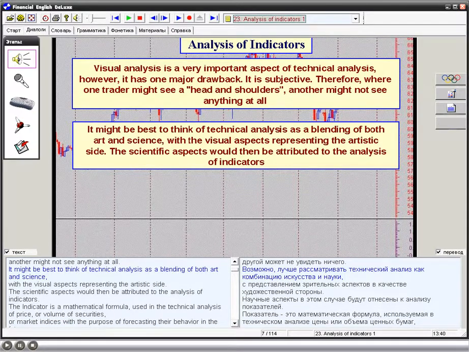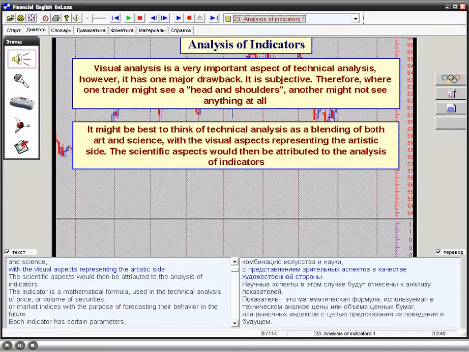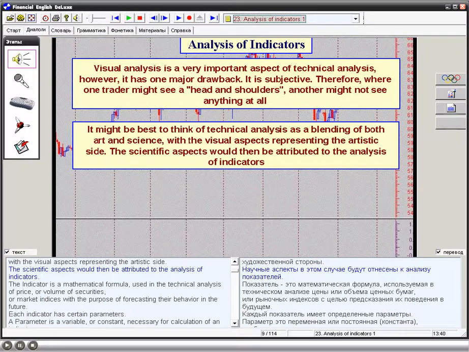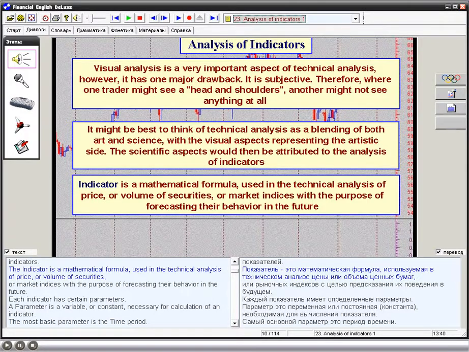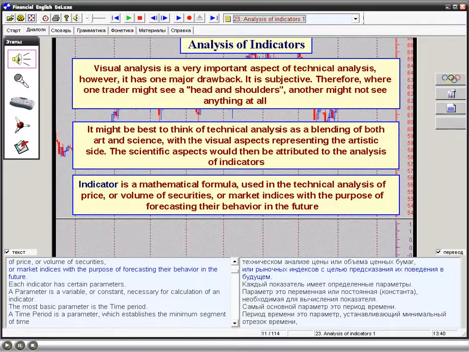It might be best to think of technical analysis as a blending of both art and science, with the visual aspects representing the artistic side. The scientific aspects would then be attributed to the analysis of indicators. The indicator is a mathematical formula used in the technical analysis of price, or volume of securities, or market indices, with the purpose of forecasting their behavior in the future.